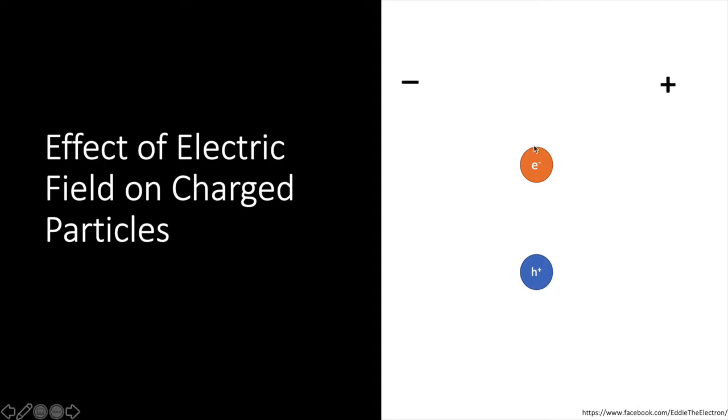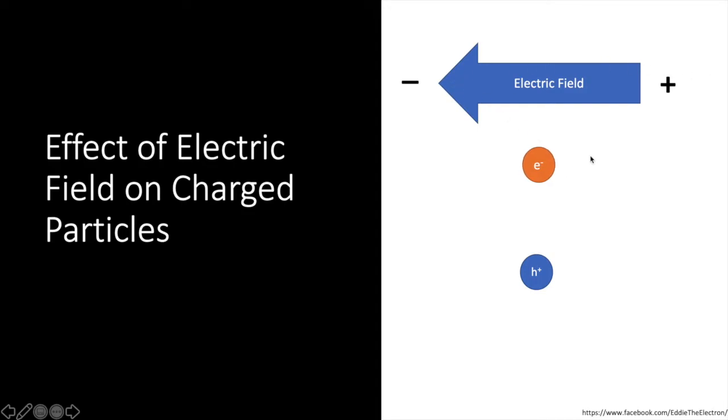So if we have an electron and a hole here, and we put a positive charge on the right side and a negative charge on the left side, then it's going to set up an electric field, this charge separation. And that electric field is going to push the electron over to the right towards the positive charge, and the positively charged hole over to the left towards the negative charge. So great. That's exactly what we want to happen. But how do we get an electric field in a material?